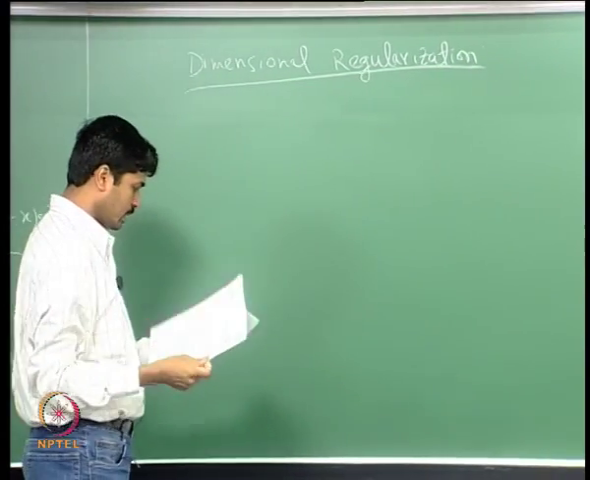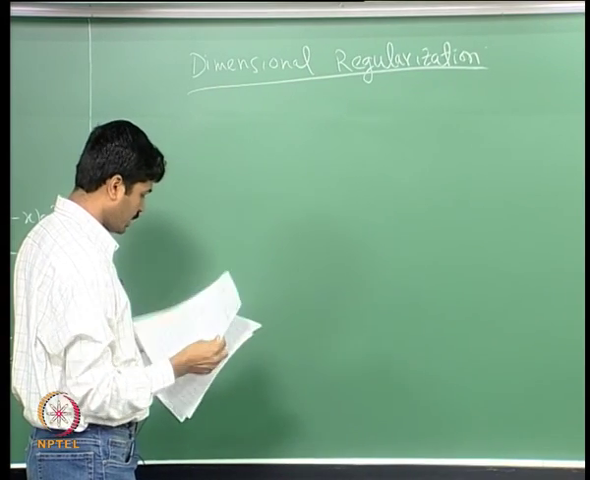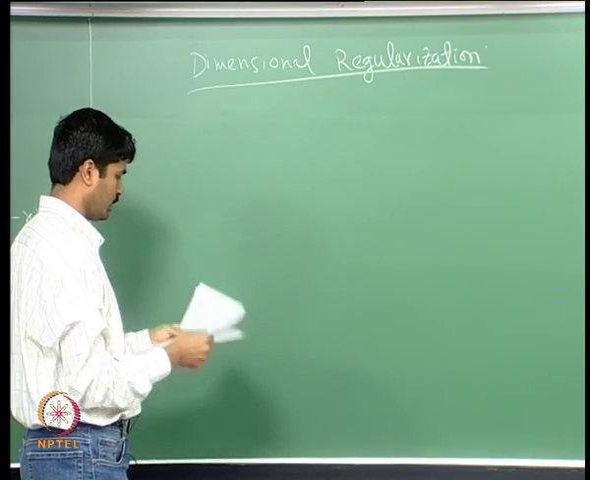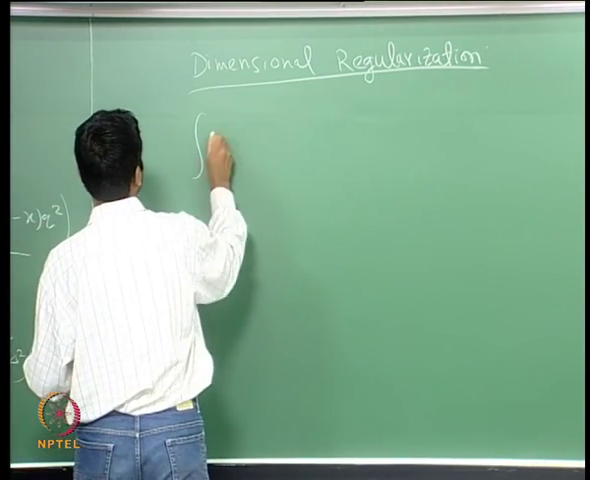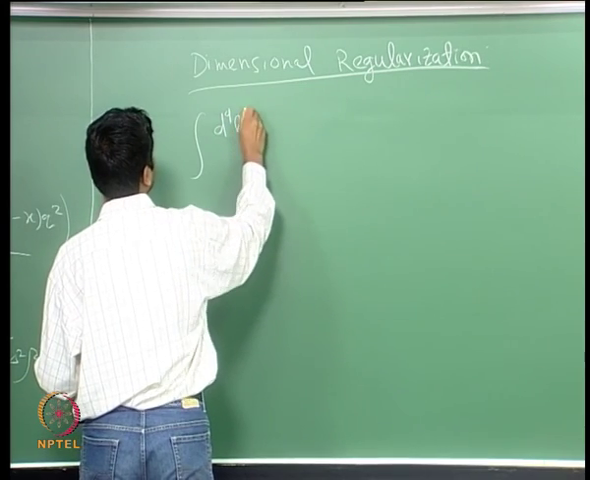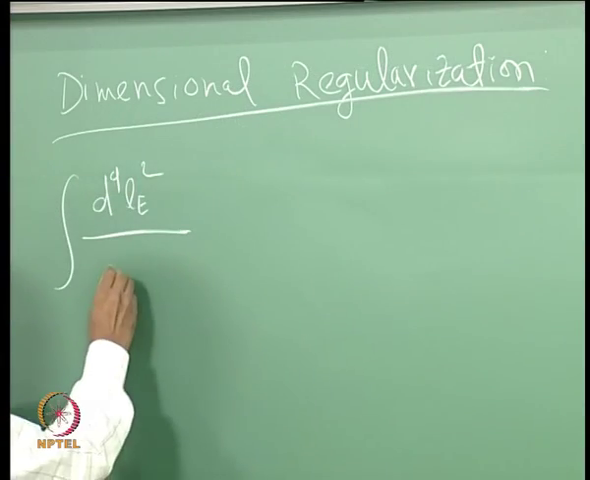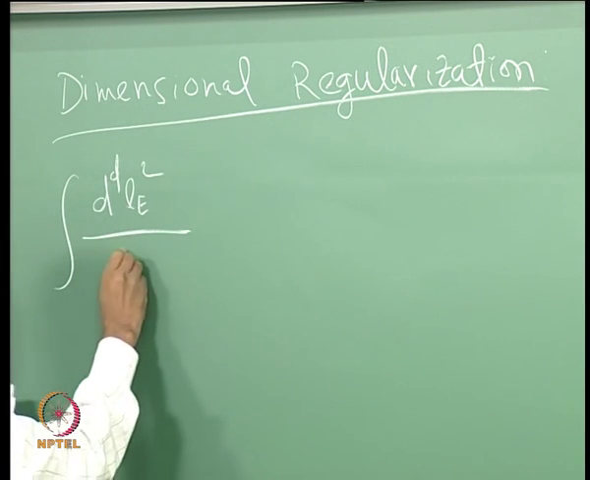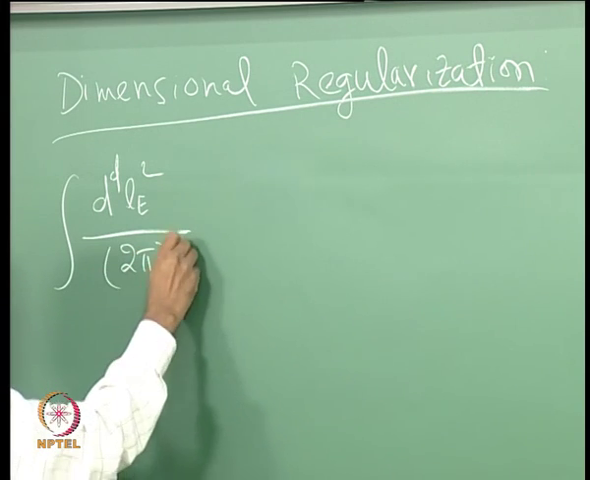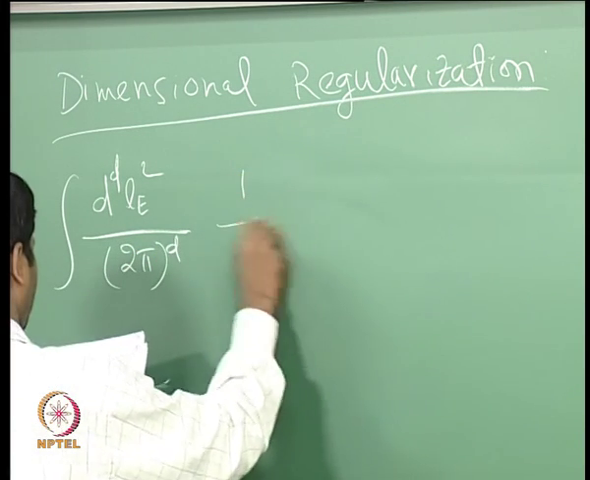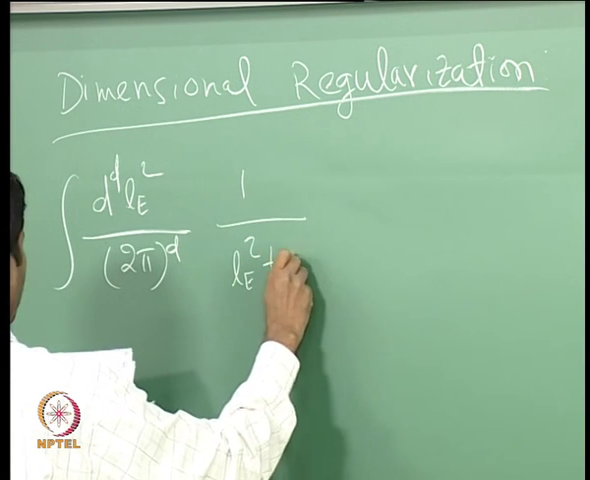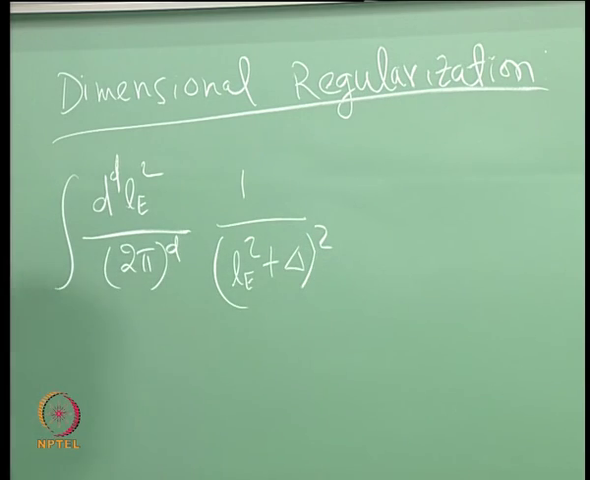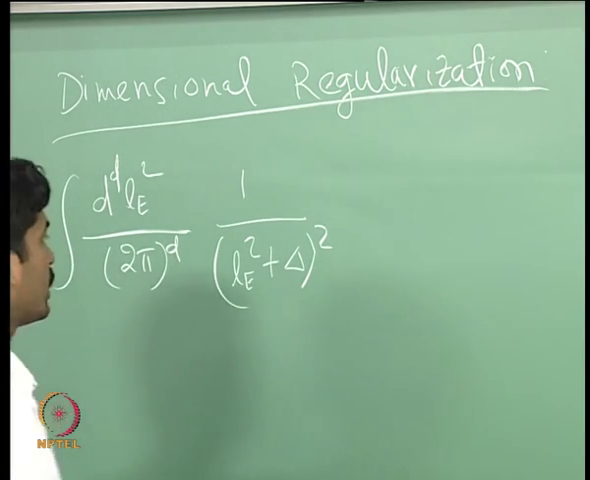Our goal here in dimensional regularization would be to evaluate integrals of this kind, d^d l_E. As I said just now, instead of evaluating the integration in 4 dimensions, we will evaluate it in general in d dimensions, 1 over (l_E^2 + delta) whole square. This we will evaluate in d dimensions.